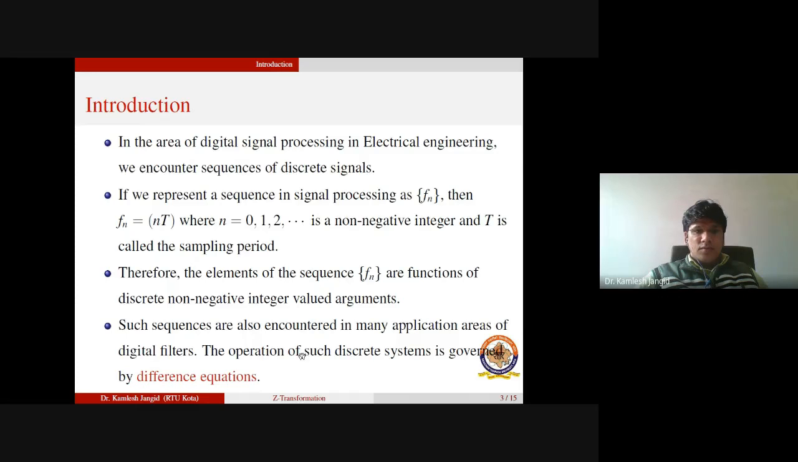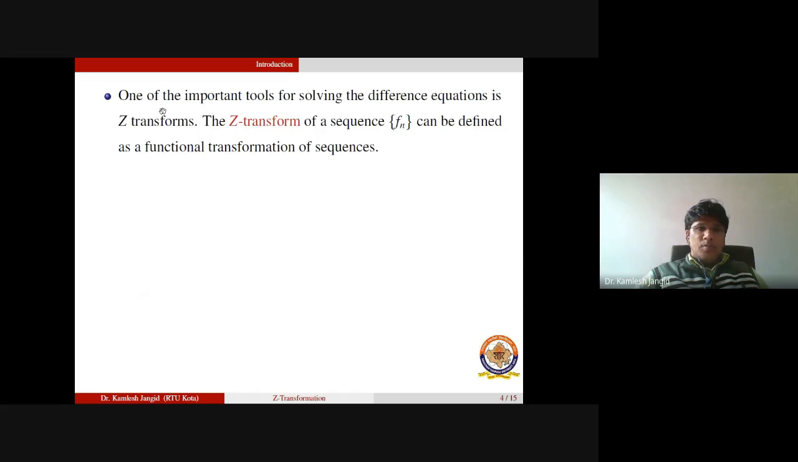The operation of such discrete systems is governed by difference equations. One of the important tools for solving the difference equations is Z transforms. The Z transform of a sequence Fn can be defined as a functional transformation of sequences. So first we define what the Z transformation is.